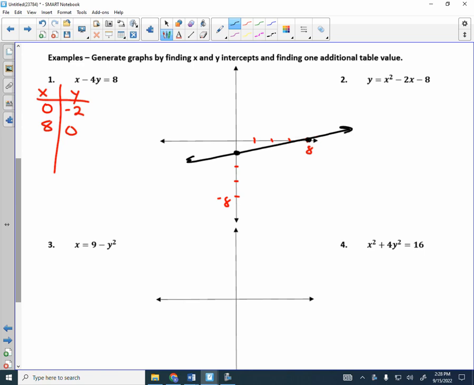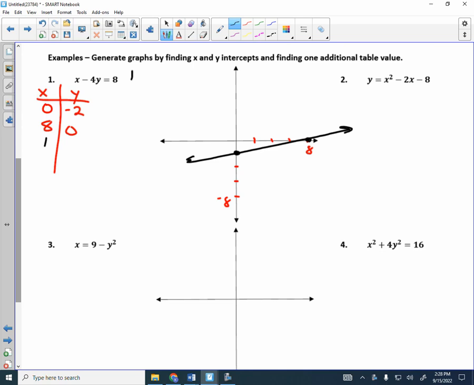Now, the directions say to find the x and y intercepts and generate the graph, but also to find one additional table value. Okay, one additional table value. So what that means is I plug something in and solve for something else. So you have some options. What would you like to plug in for x or y? Any thoughts? One for what, x or y? Okay, if you plug in one for x, we can do that.